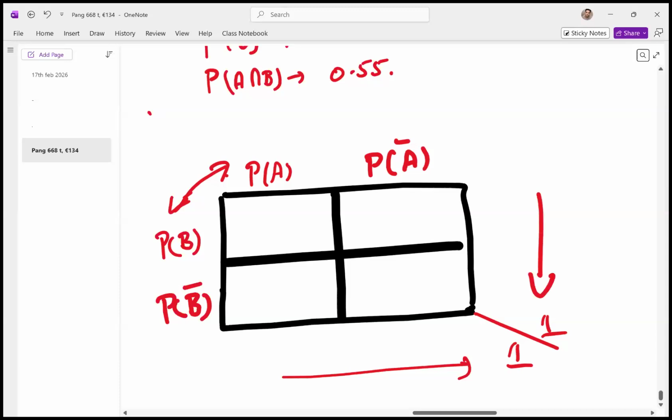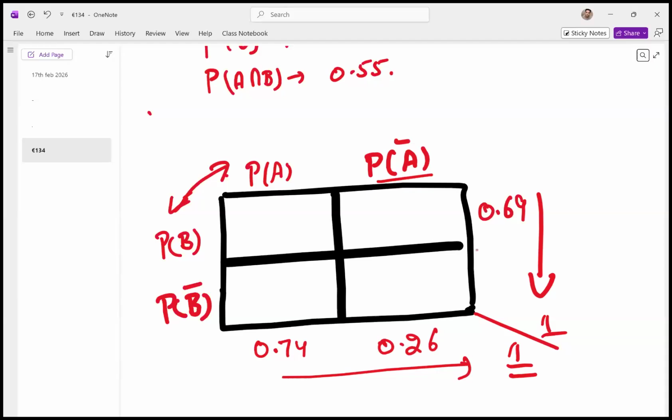So what is the probability of event A? I'll write it here, 0.74. Probability of event A not occurring is 1 minus 0.74, which is 0.26. And probability B is equal to 0.69 and 0.31, because the sum has to be 1 here. So 1 minus 0.69 will be 0.31, and the total is 1.